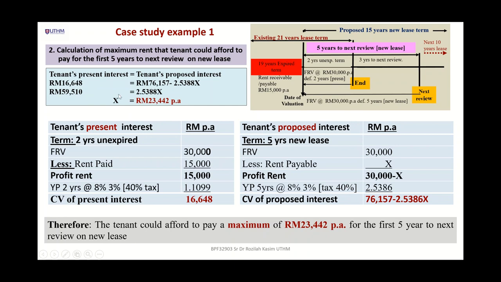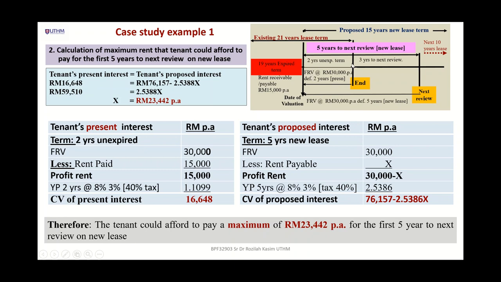So this X represents the new rent, the maximum rent that the tenant is willing to pay. Okay, so we go to the tenant's present interest. Based on the working answer here, the tenant's present interest is $16,000. How they derive this $16,000 is based on the tenant's present interest of the 2 years unexpired term.